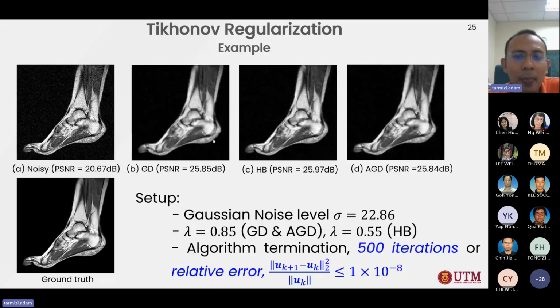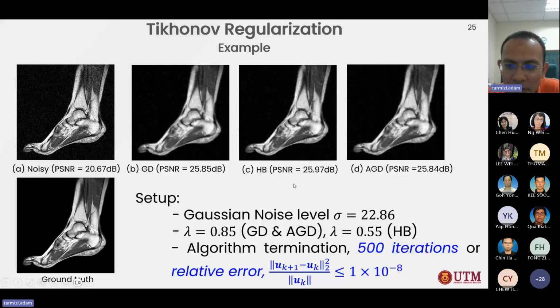So these are just some examples. We have this MRI image of a foot, and this noisy image. This one is minimizing the Tikhonov functional by gradient descent. You can see some improvements, because the noisy image is 20.67 decibels, and then you have some improvement. This one is by minimizing using the heavy ball method.